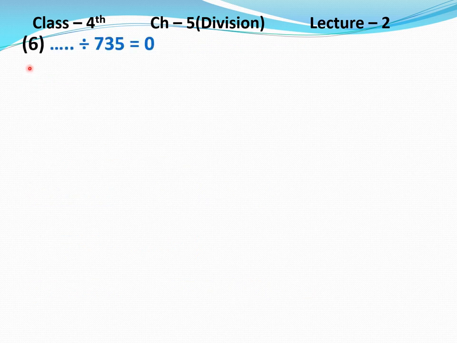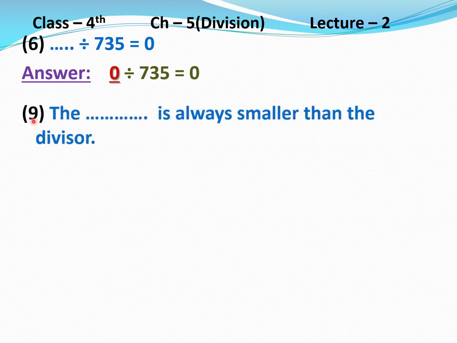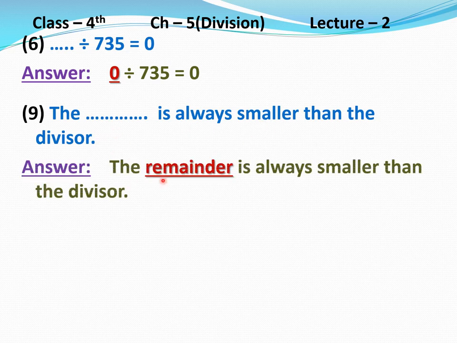Now question number 6. Dash divided by 735 equal to 0. If we are getting quotient equal to 0, then the dividend will be 0. Write down the answer. 0 divided by 735 equal to 0. Clear? Now question number 9. The dash is always smaller than the divisor. The remainder is always smaller than the divisor. Write down the answer. The remainder is always smaller than the divisor.